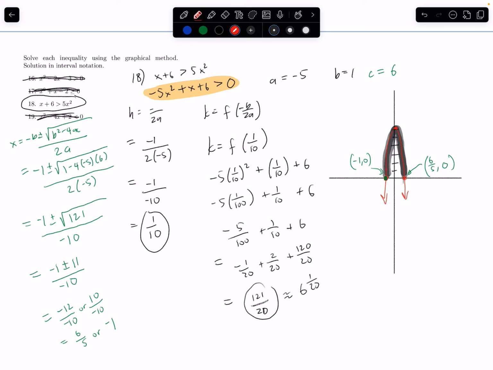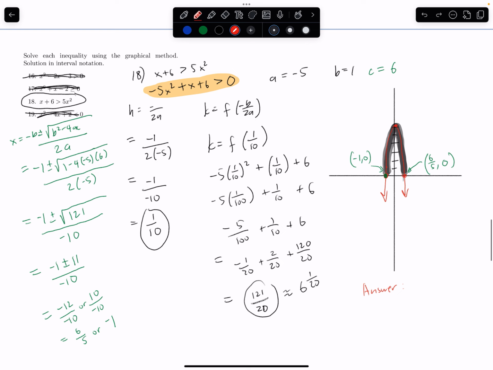So now I write my answer. The answer is, from the left side, negative 1, up to 6 fifths. You notice I have open parentheses because this is a strict inequality and does not include the boundary points. It's got to be strictly bigger than 0, not equal to 0. All right, so there, it's solved by the graphical method.